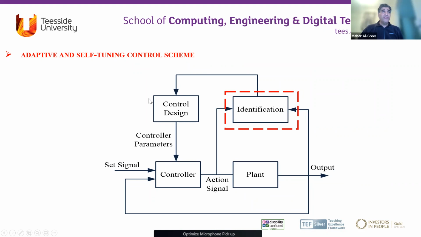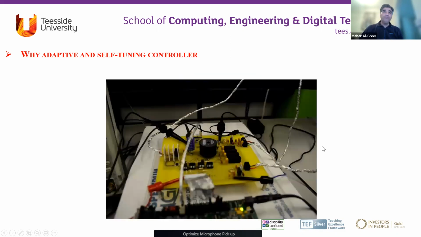Most of those adaptive and self-tuning controllers need some sort of system identification algorithm to keep tracking the input and output voltage of the system, to identify the changes, and to feed that to the control system to tune its control parameters and mitigate those changes in the system.